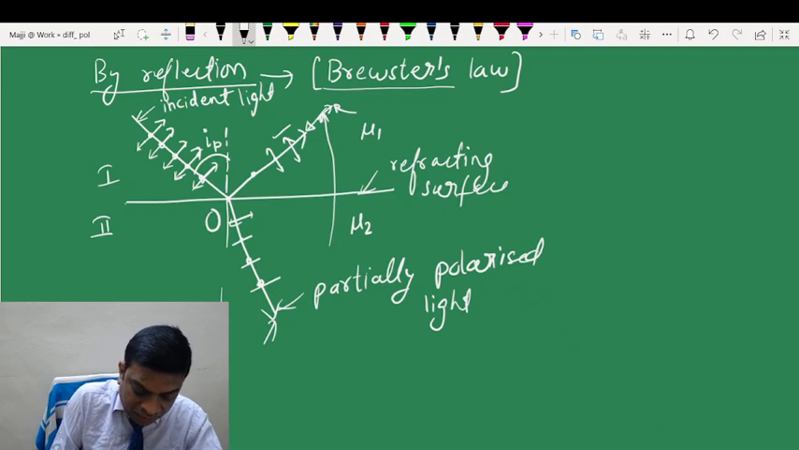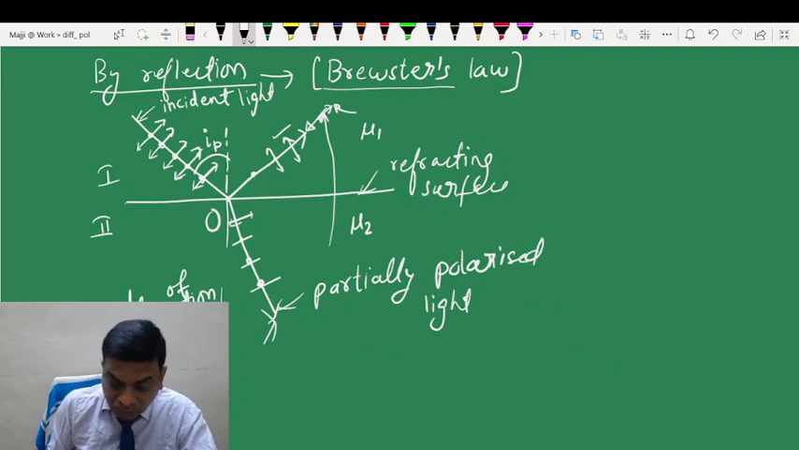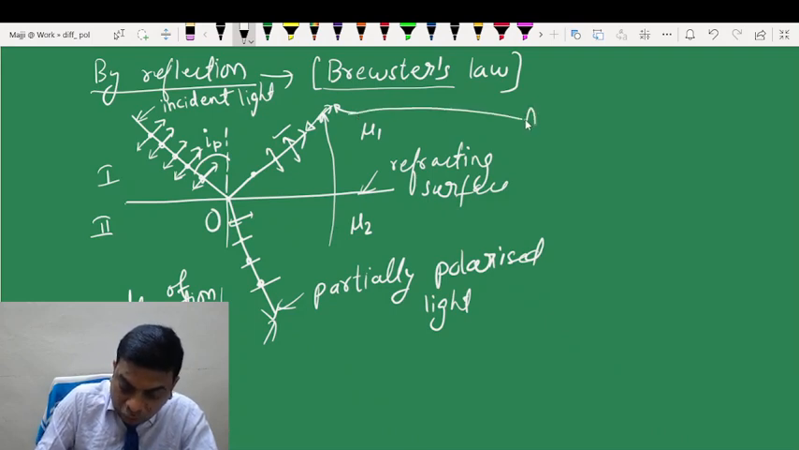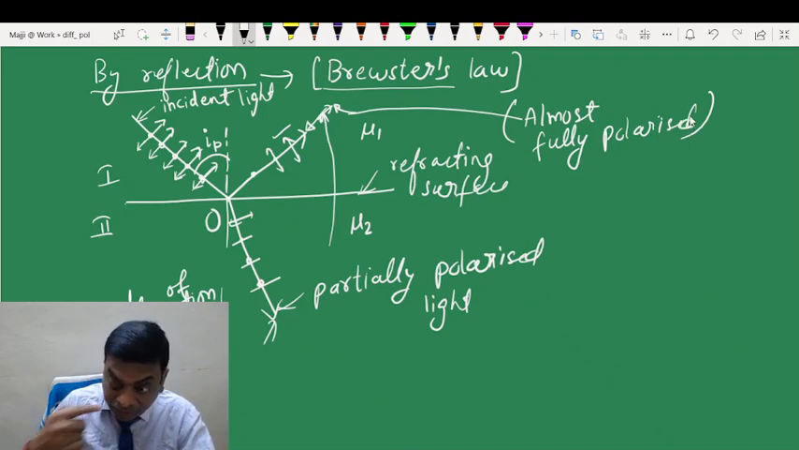So I write it here. Either you can call it the angle of polarization, or less commonly Brewster's angle. Then the reflected light is almost completely polarized, almost fully polarized. Okay, so this is one method of obtaining polarized light.